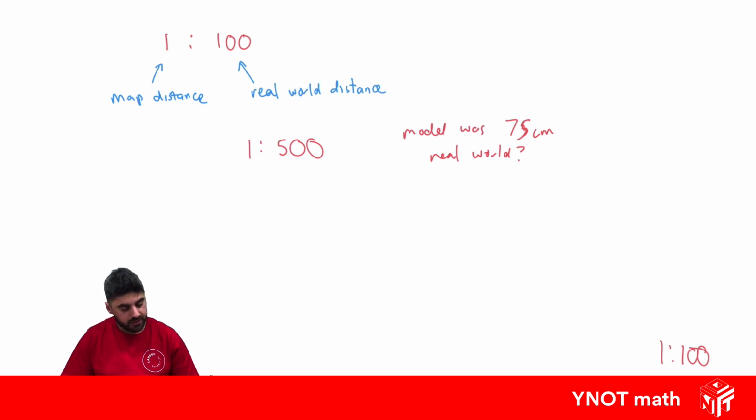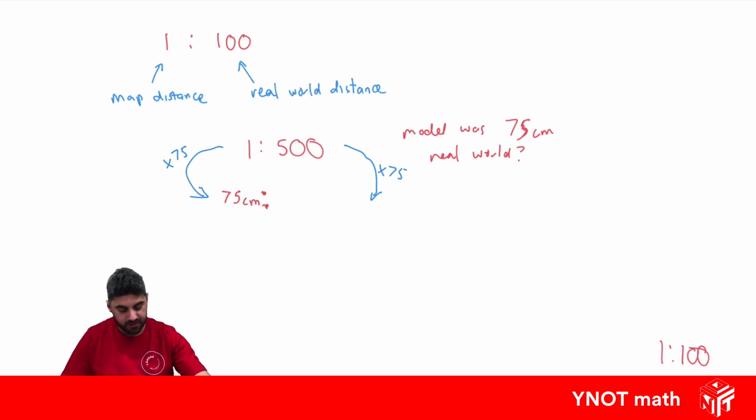So what I like doing is I like matching up our ratio with what we know. So we know the model is 75. Well, that's the left-hand side. So the left-hand side is 75 centimeters. And how would you change a 1 into a 75? Well, that means to do that, we just multiply by 75. So we can do the same thing with our 500. So we can make an equivalent ratio.